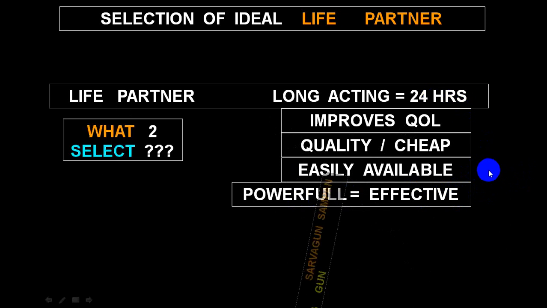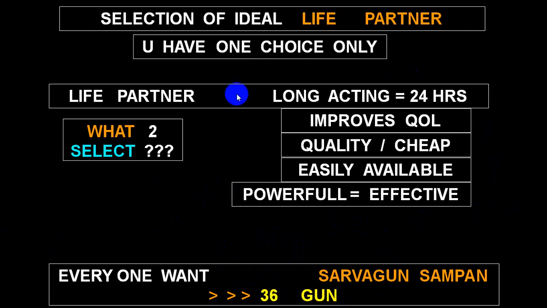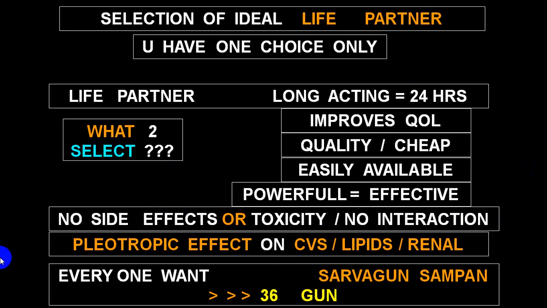At the same time, we know that no one is Sarvagun Sampan, that is, perfect in every way. We want 36 gun in one person. In the same way, we want all these things in one drug, which is not possible. Simultaneously, because we have got only one choice, the drug should have no side effects, no toxicity, no interaction. Not possible. Hence, we have 200 to 300 different types of drugs.